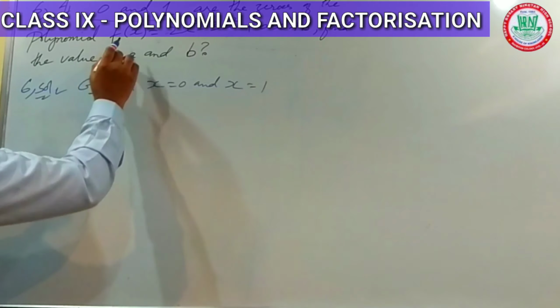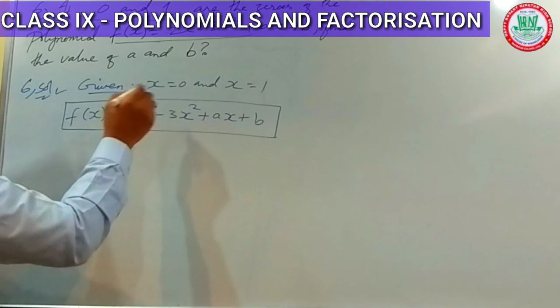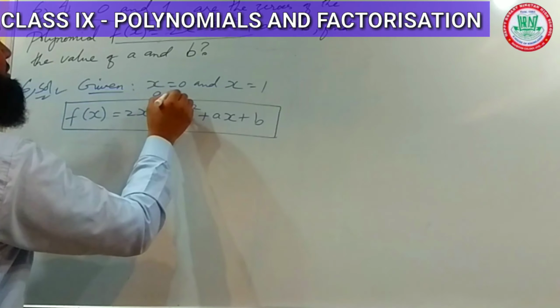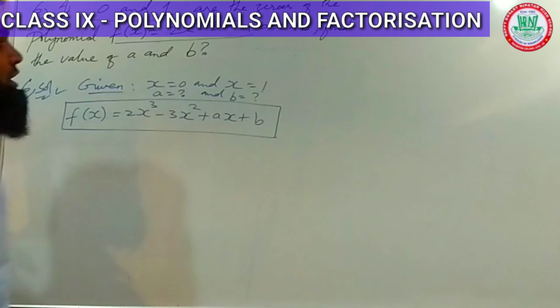So which type of polynomial? Here the degree is 3. The maximum value of the degree is 3, and the power of the variable is 3. So that means this is a cubic polynomial. What we need to find is the a and b values. a is equal to question mark and b is equal to question mark. Both the values we need to find.